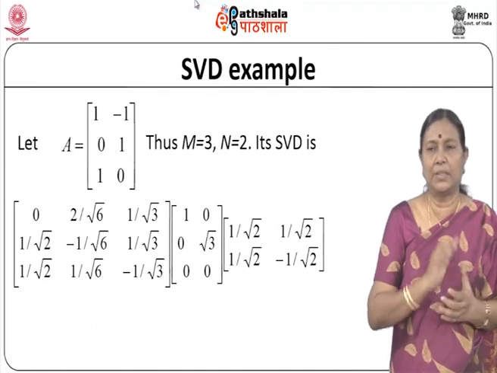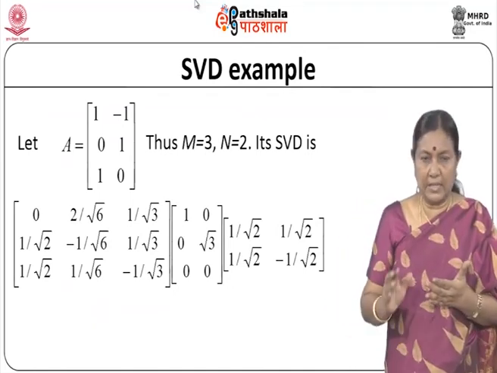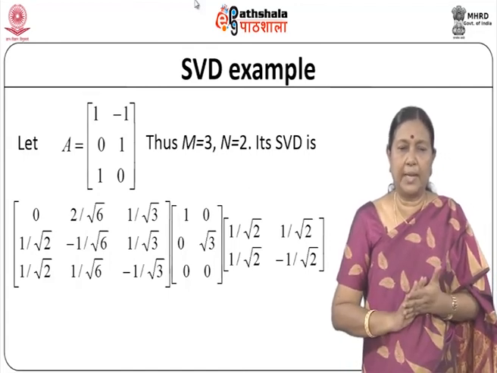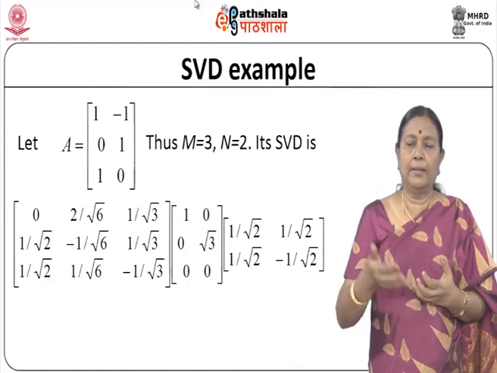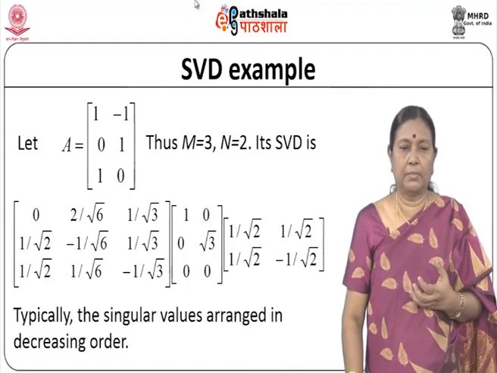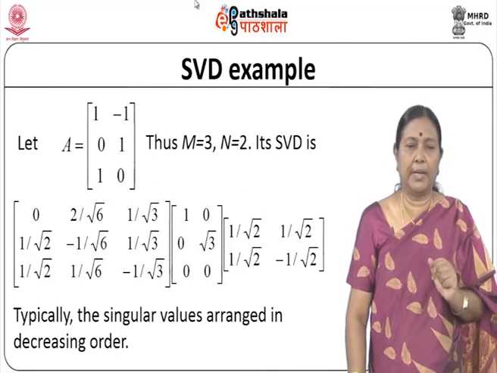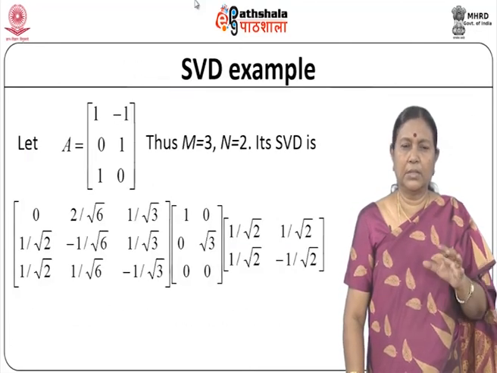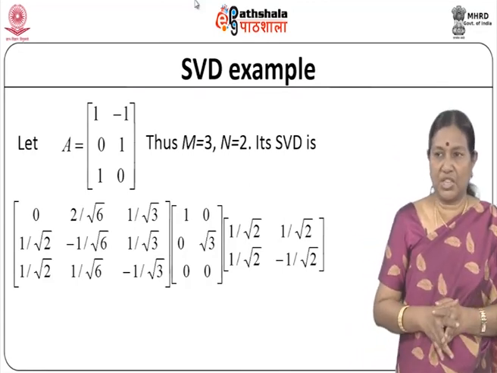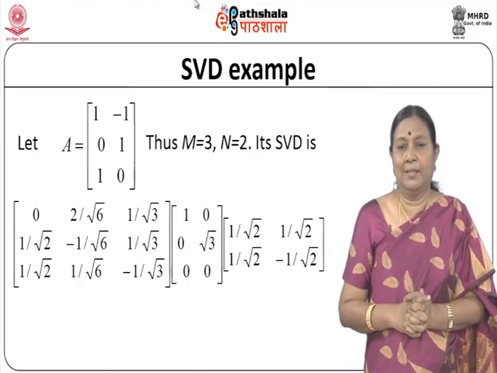So, if you take the SVD example, this is where we will actually apply it. Here you have m is equal to 3 and n is equal to 2. So, its SVD is given by these 3 matrices. What are the 3 matrices? U, sigma and the V transpose. Typically the singular values are arranged in decreasing order. So, you have reduced the dimension of an m into n matrix into an n into n matrix.